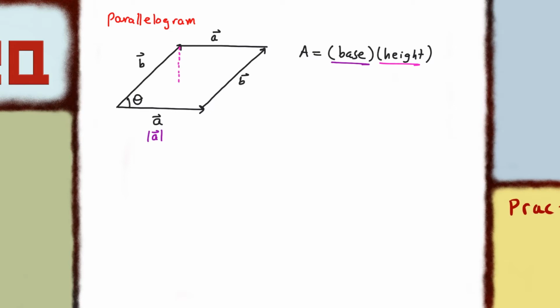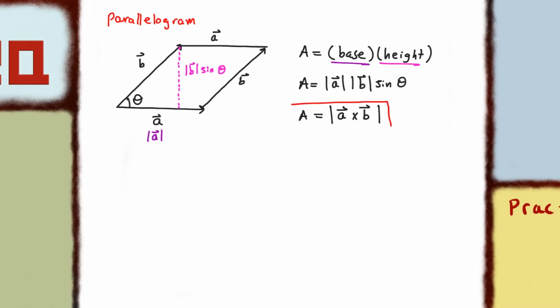And to find the height, we draw it out. We form a right angle triangle, and this side becomes the magnitude of B times sine theta. And therefore, the area becomes the magnitude of A times magnitude of B times sine theta, which is exactly the same thing as the magnitude of the cross product of vectors A and B.